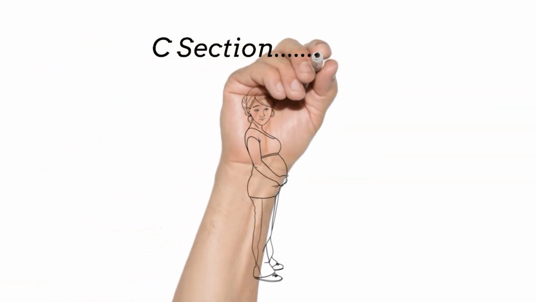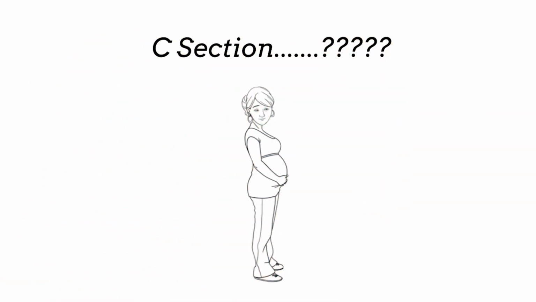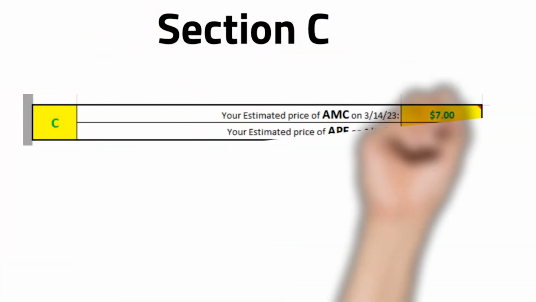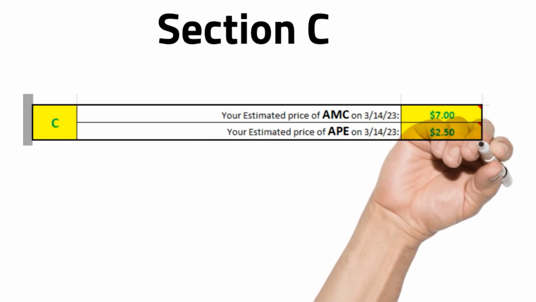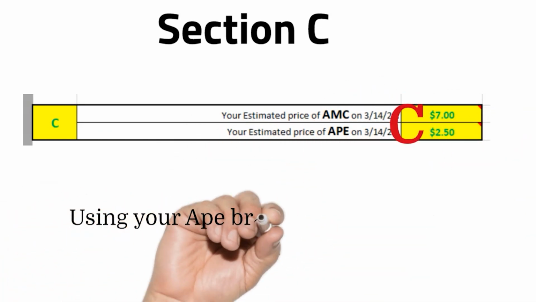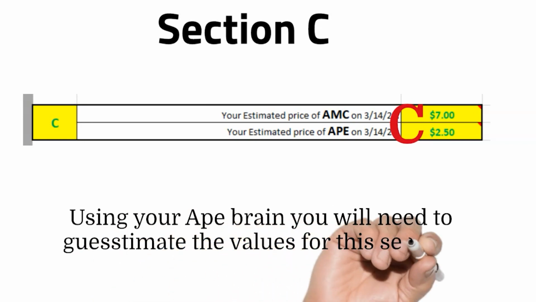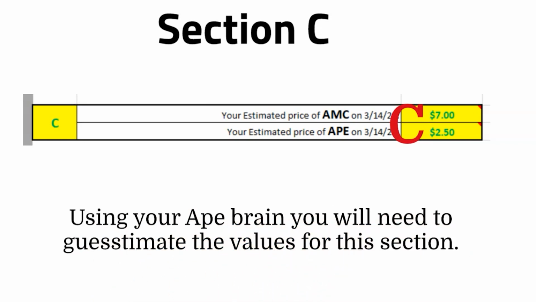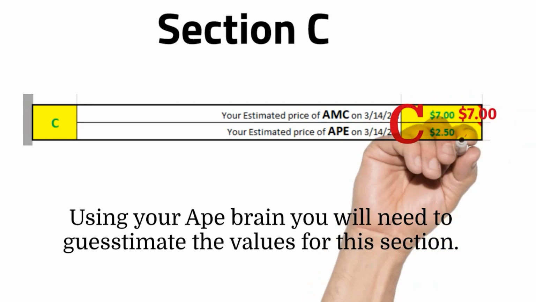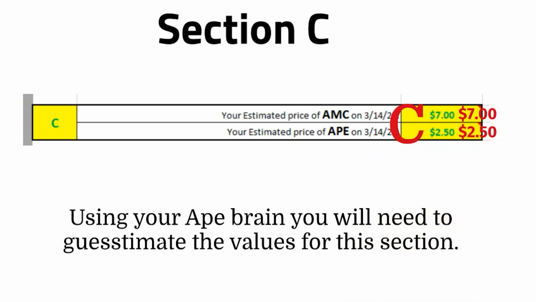Section C. Wait, that sounds weird, let's call it section C. Section C is where the fuzzy math comes into play. This section is depending on you predicting what you think the price will be for AMC and APE the day of the proxy meeting March 14, 2023. Obviously no one would complain if a MOASS were to happen before that date, but for this analysis we are going to leave the prices pretty close to where they were on February 24, 2023. We will give them a little bump just for fun. So for AMC we will put $7 and APE we will enter $2.50. Obviously you could tweak these to your predictions as you see fit.